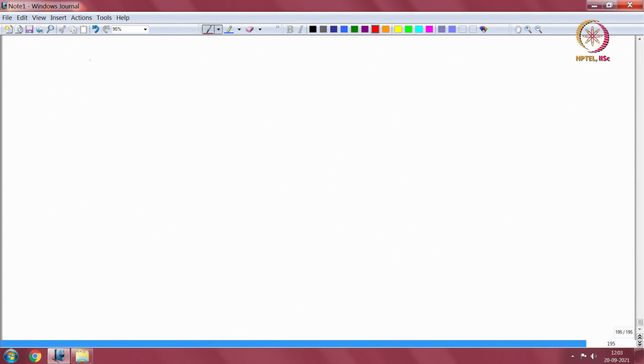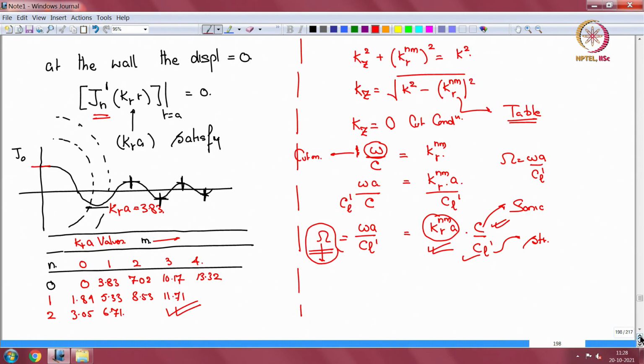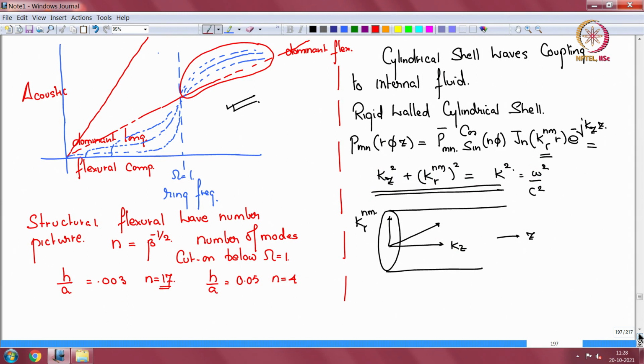So now how does this acoustic wave number behave? Suppose we have, let me do one thing, I need to put some labels. So this is the omega axis, and let us say this will be n equal to 0, this will be n equal to 1, this will be say n equal to 2, and this is kz a beta to the power half.